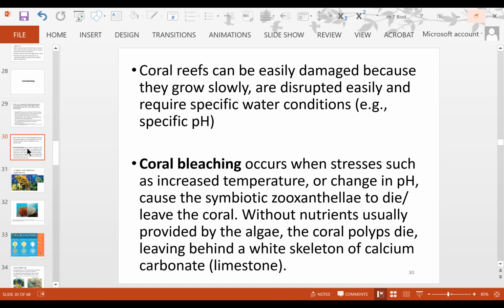And the problem with coral bleaching occurs when stresses such as increased temperature or a change in pH can cause the zooxanthellae to die and/or leave the coral tissues. And then without the nutrients they provide, the coral polyps can die, and that leaves behind a white skeleton of calcium carbonate or limestone.